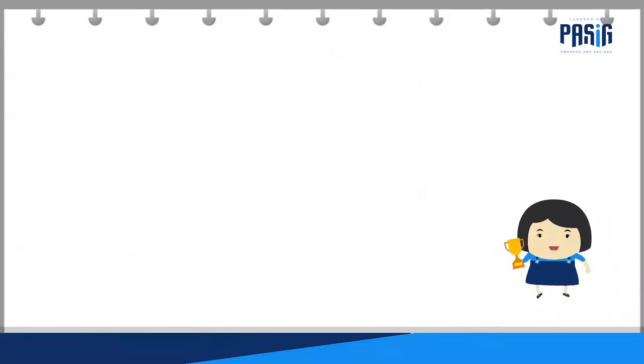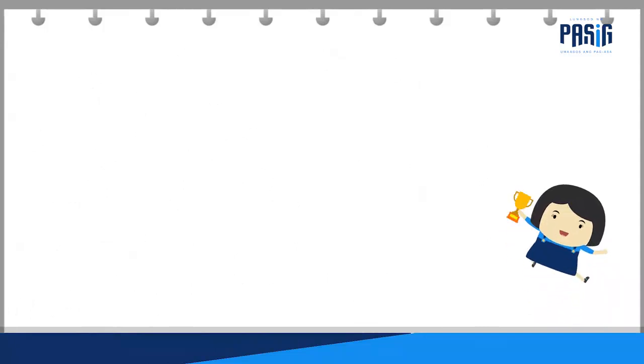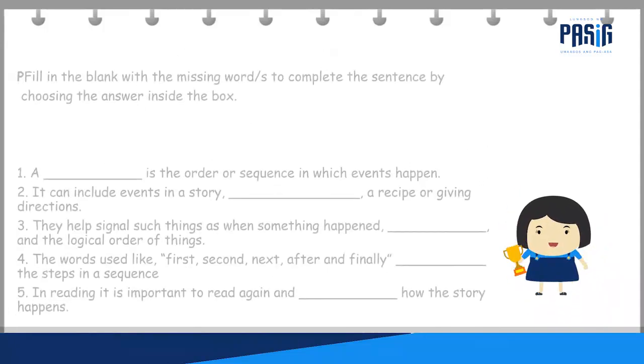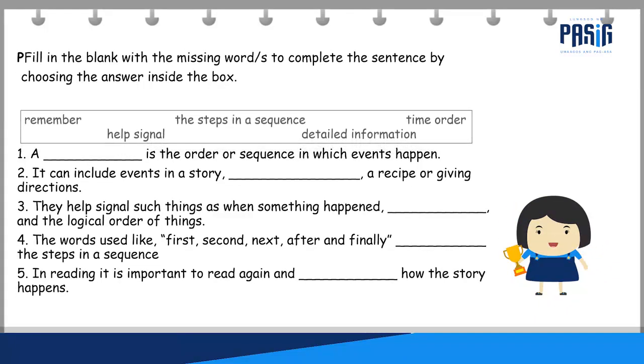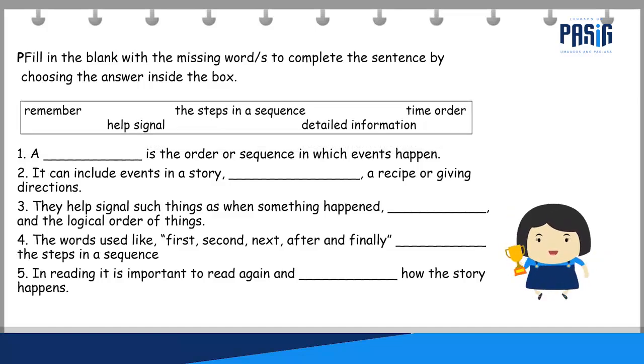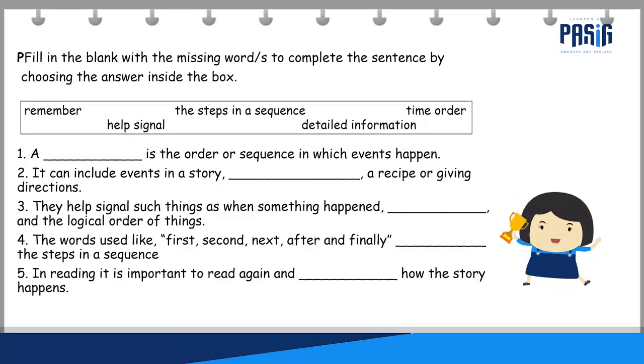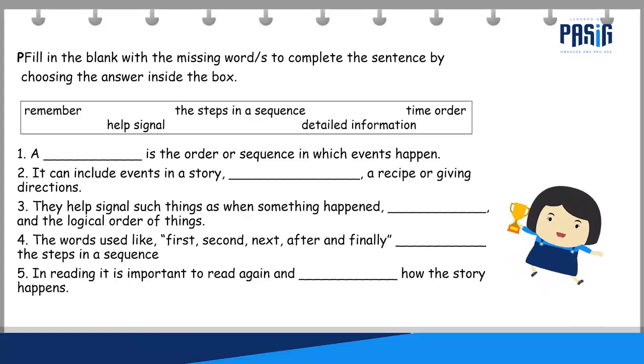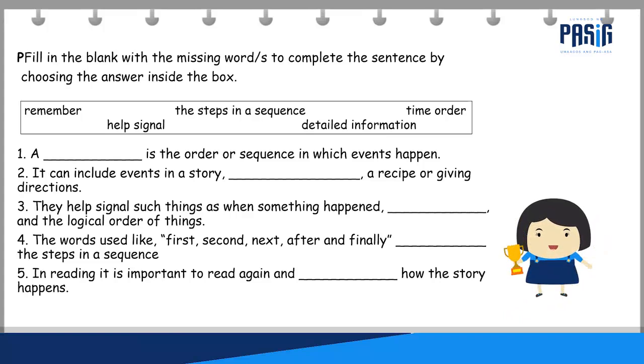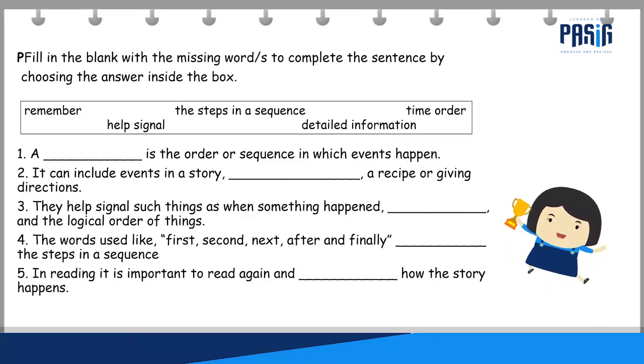To wrap up everything that we have talked about in this lesson, fill in the blank with the missing word or words to complete the sentence by choosing the answer inside the box. The choices are remember, the steps in the sequence, time order, help signal, detailed information. Number 1. A blank is the order or sequence in which events happen.